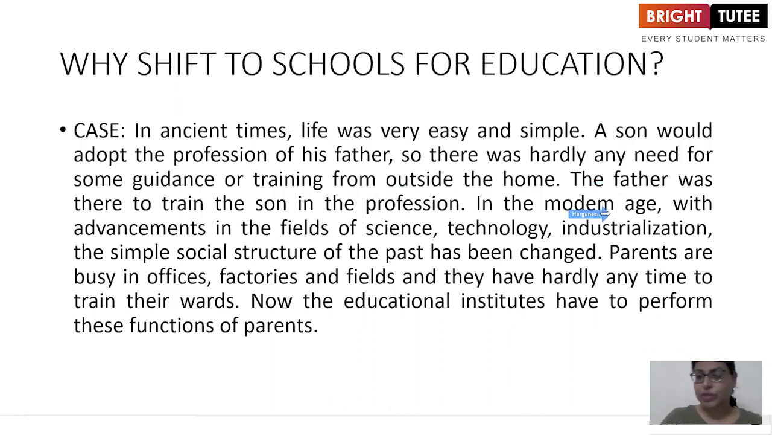However, in the modern age, with advancements in the fields of science, technology, and industrialization, the simple social structure of the past has changed. Now, parents are busy in offices. It's a fact. Parents are busy in factories, could be in fields also, and they have hardly any time to train their children. The educational institutes therefore have to perform these functions which the parents were performing till now. That is where we understand that there is a need for schools for the purpose of education, and that is why there is a shift to schools for the purpose of education.